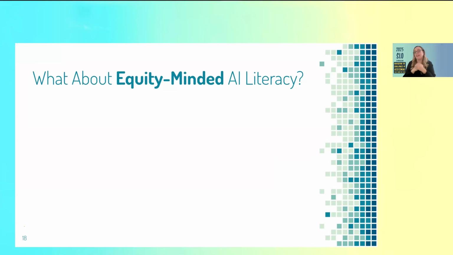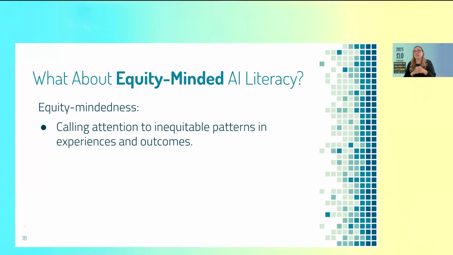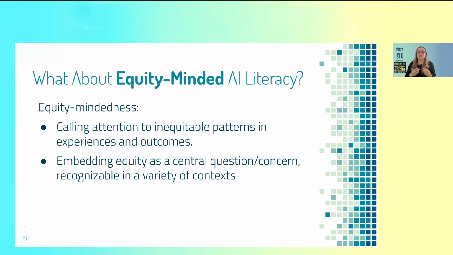I do think, though, that something I have not seen articulated very well in any of the frameworks that I reviewed, and of course, I'm only human, so I haven't reviewed them all most likely, is an intentional focus on equity. So what would equity-minded AI literacy look like? To me, equity could easily be tacked on as an additional consideration. But to me, equity-mindedness is really about calling attention to inequitable patterns in experiences and outcomes broadly, wherever they occur. So that means embedding equity as a central concern in a variety of different contexts.